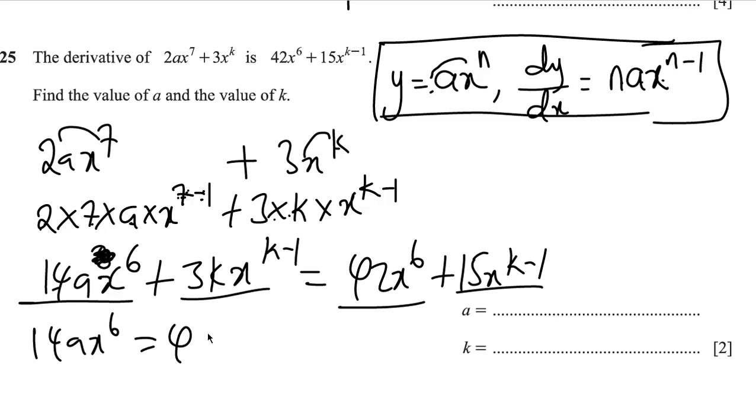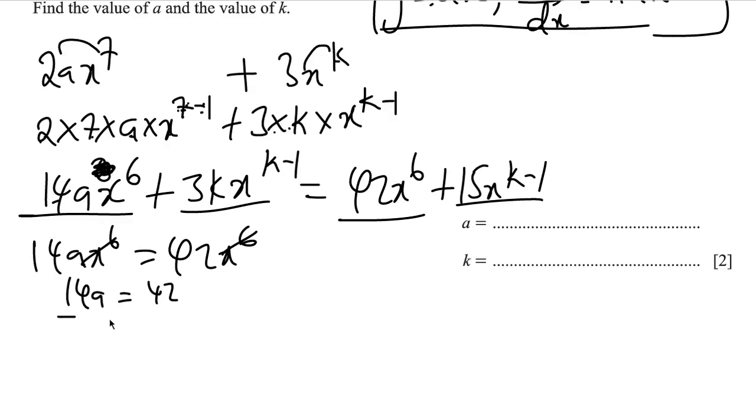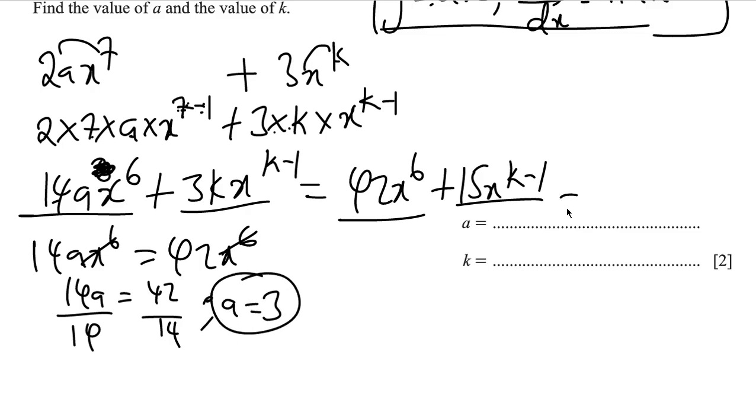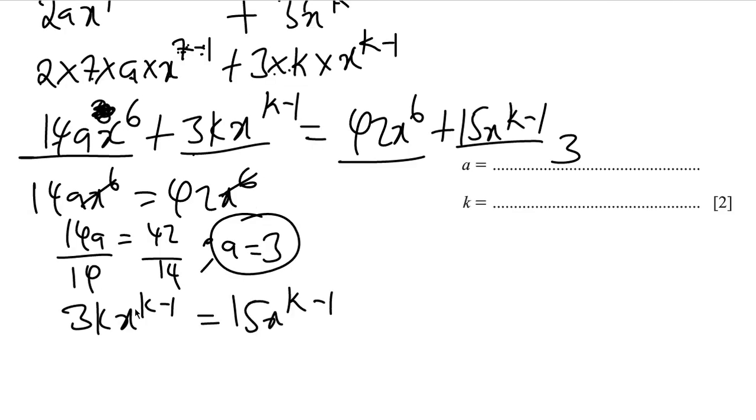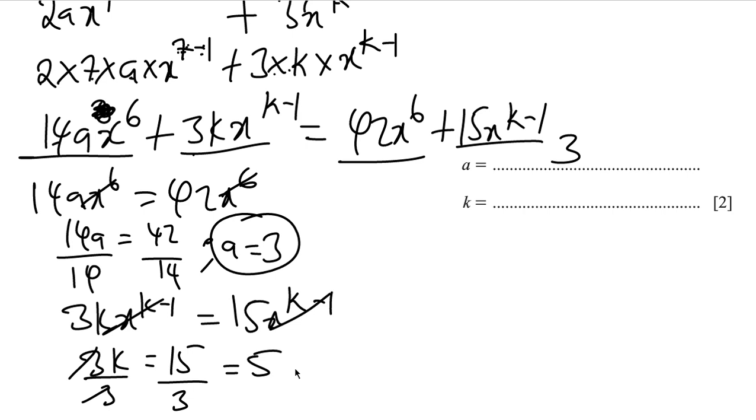So 14ax⁶ will be equal to 42x⁶. So this could cancel. Now we have that 14a is equal to 42. And then to get the value of a, we'll divide through by 14, and a is equal to 3, right? And then we compare 3kxᵏ⁻¹ with 15xᵏ⁻¹. So these two cancel, right? And then we have that 3k is equal to 15. And then dividing through by 3, we have that k is equal to 5. Right? So k is 5.